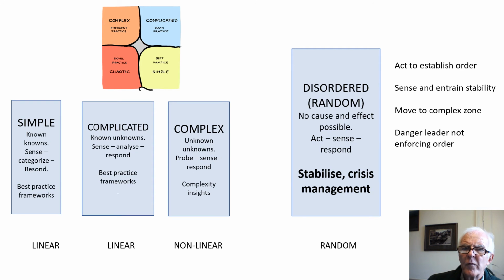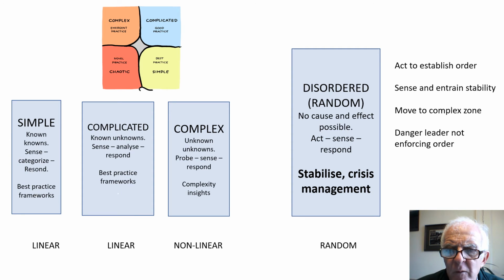There is a fourth zone, which Snowden calls chaotic. Here again, this is a misnomer. It's not anything to do with chaos. I think it should be random, actually. Here's a disordered system where there's no cause and effect possible at all.